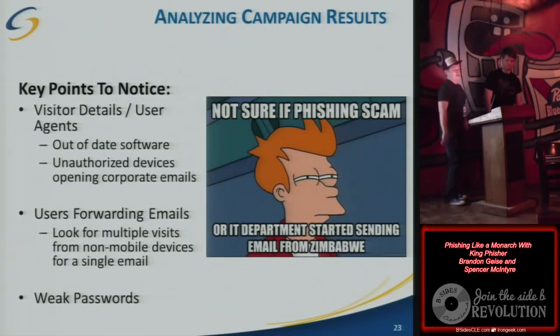So overall, key points to notice. Kingfisher lets you see visitor details: the user agent, what they're running, what IP address it came from. If they're running out-of-date software, like Spencer was talking about, or unauthorized devices on the network. And it also helps you lock down whether users are forwarding emails. If you don't want them to forward it, you can do the 404 deny.